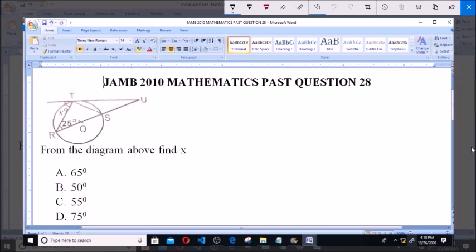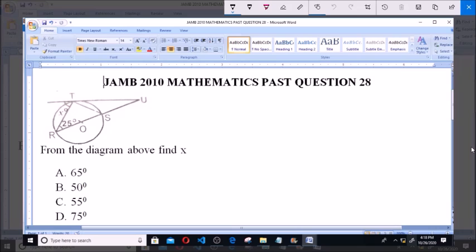I'm going to be answering JAMB 2010 Mathematics Past Question 28. From the diagram above, we are given a circle, a quadrilateral, and a triangle inside the circle. You can see the triangle, and if you look at the circle very well, you see that there is a tangent, TU.